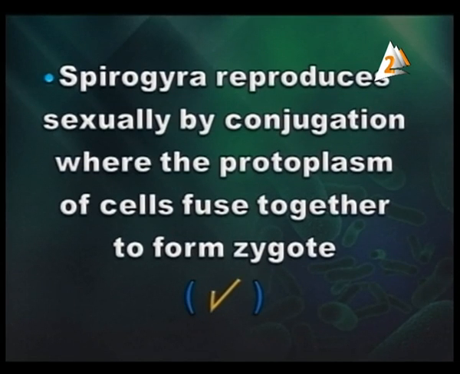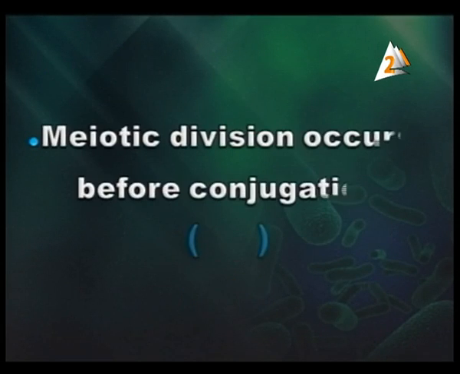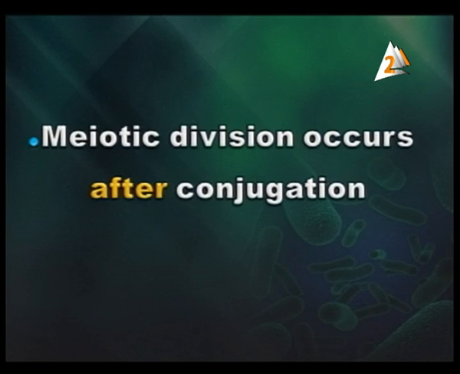Yes, that's correct. Next, meiotic division occurs before conjugation in Spirogyra. Is that right or wrong? Of course, it's incorrect. Meiotic division occurs after conjugation in Spirogyra to return back to its haploidy, because the real filament has N number of chromosomes, I mean the haploid number of chromosomes.